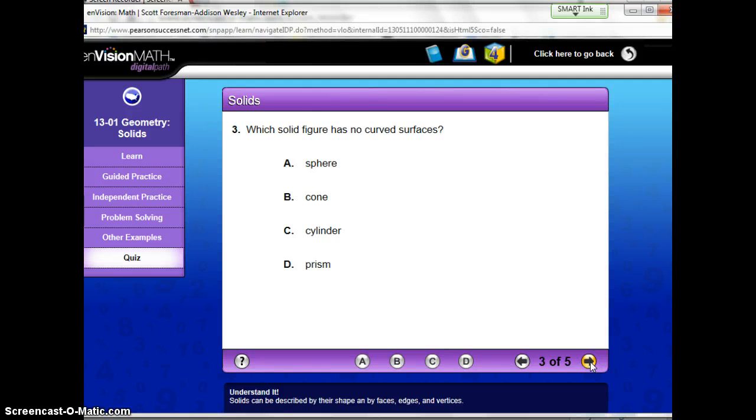Which of these solid figures has no curved surfaces? Kaylin? Cones? Okay, let's grab one. Say it again. D. Prisms. That's right. Prism, prism, prism. No curves. No curves at all in prisms.